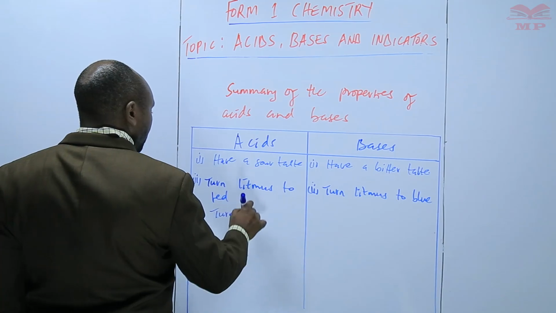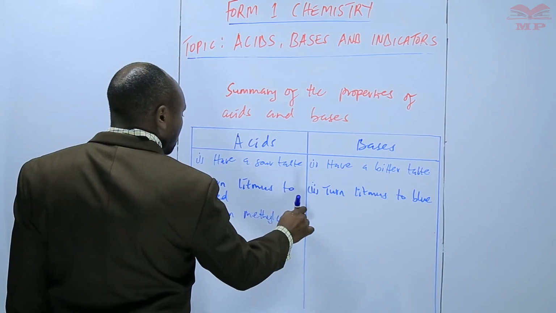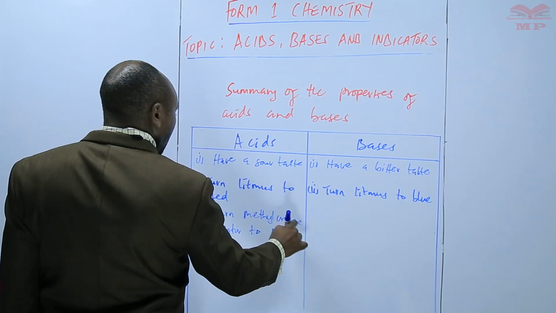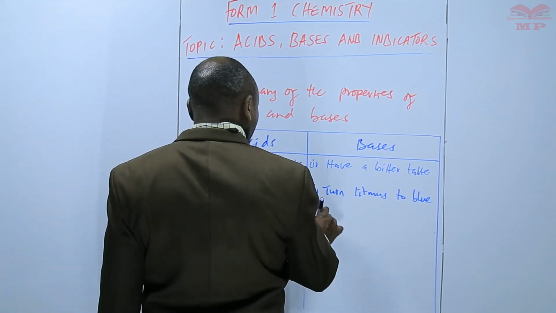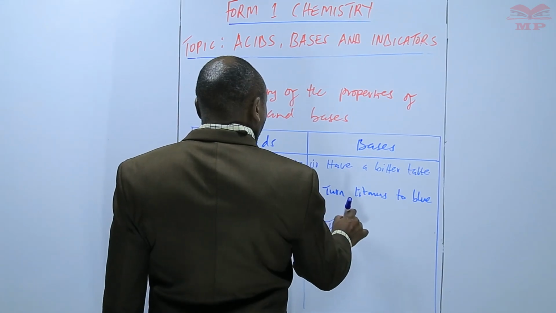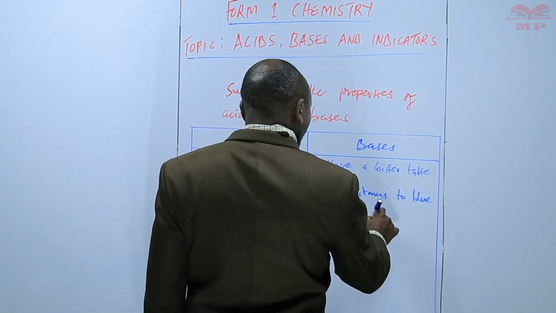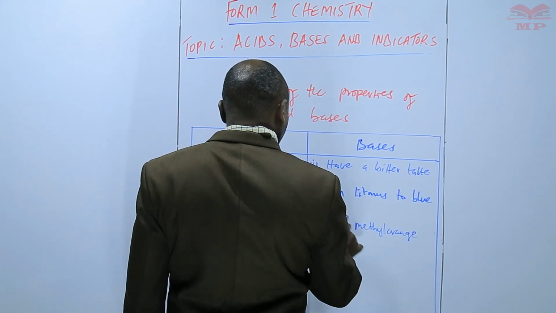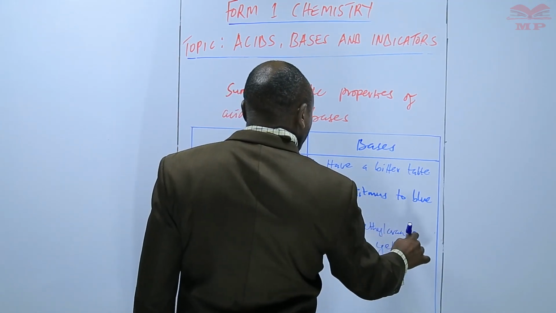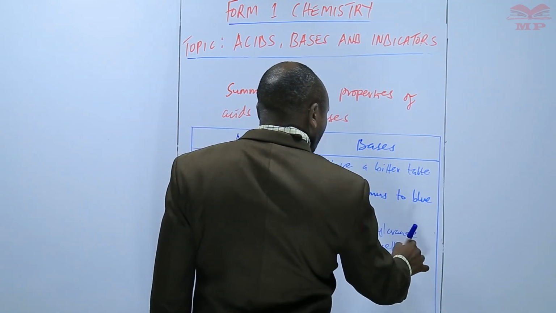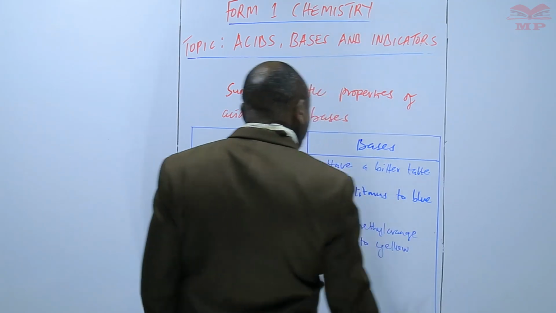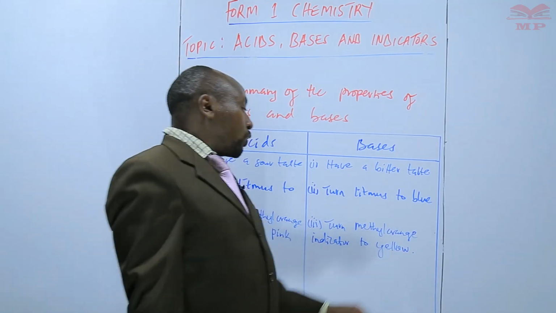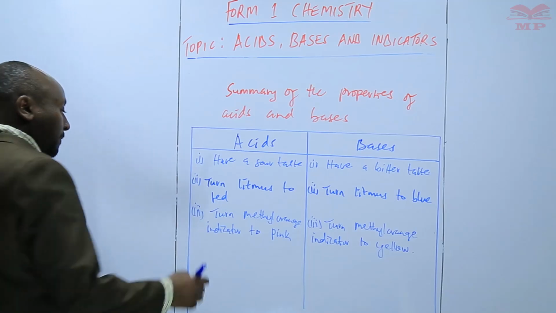Acids turn methyl orange indicator to pink, while bases turn methyl orange indicator to yellow. So remember we say that different solutions have different effects on the color of indicators. So the bases turn methyl orange indicator to yellow, while acids turn methyl orange indicator to pink.